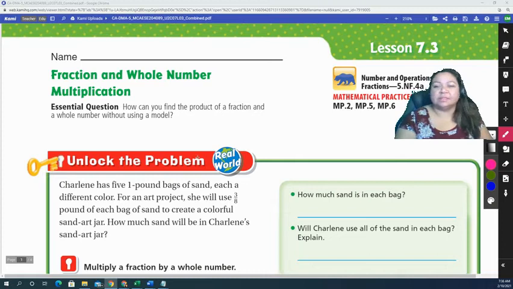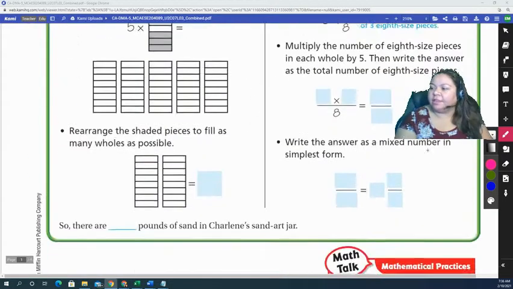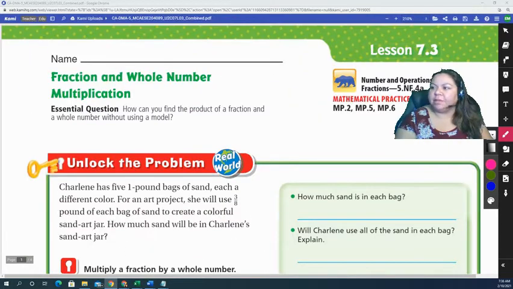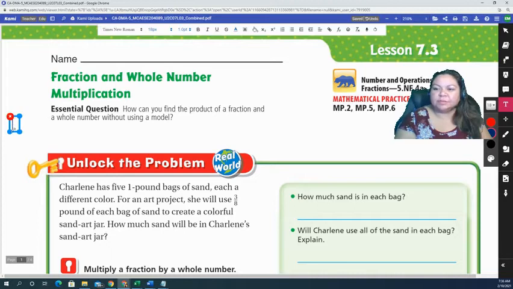We are working on lesson 3 of chapter 7. So you need to go to your books to lesson 7.3, and this will be page 315. Okay, page 315. Pause the video at any point whenever you need it to catch up or to listen to something again.